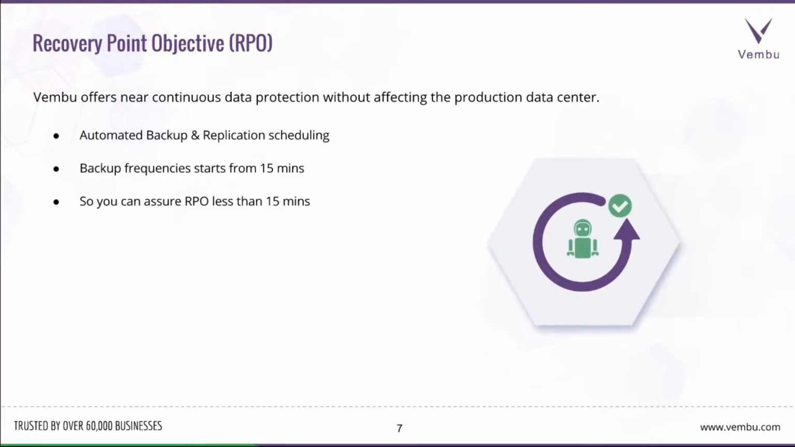RPO is the recovery point objective, up to which point we can recover the data, recover the machine after the disaster. Vembu offers near continuous data protection without affecting the production data center. Automated backup and replication scheduling is available, and the backup frequencies start from every 15 minutes. So you can assure that you can even achieve an RPO of less than 15 minutes using Vembu VMBackup.